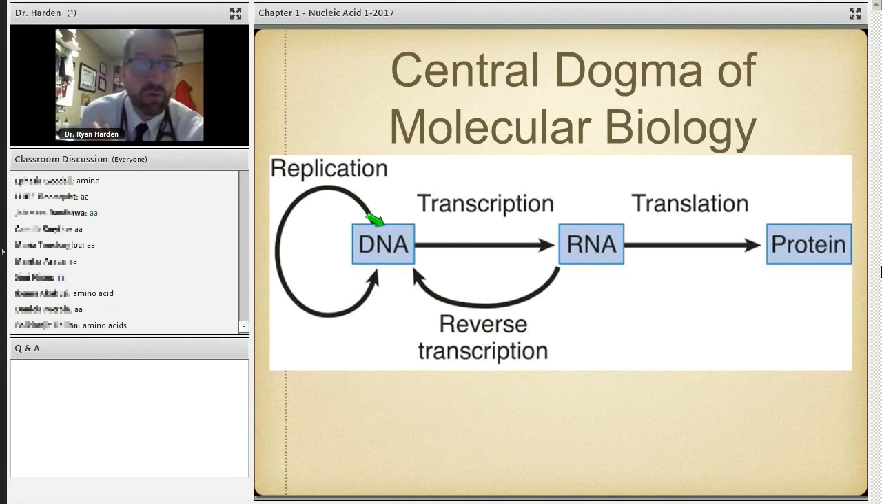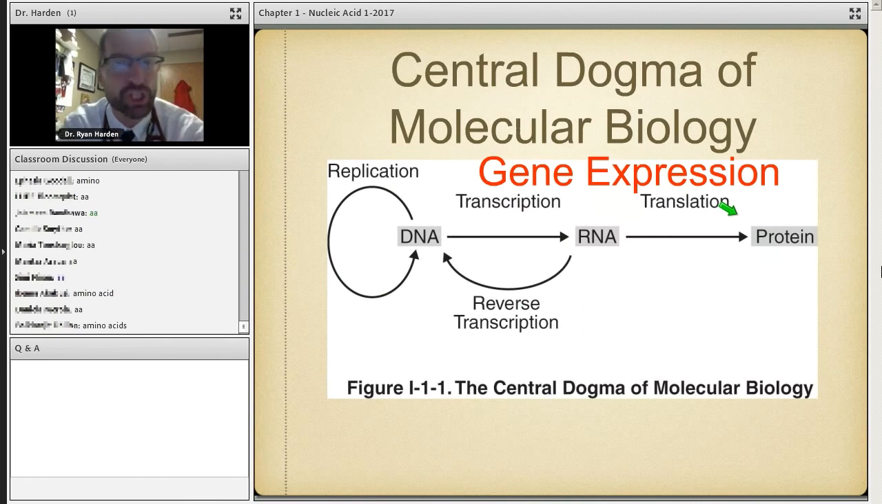Okay, but you need to know the words transcription and translation. So the central dogma of molecular biology is when you use DNA to code for RNA, and RNA ultimately codes for protein. That process collectively is referred to as gene expression. So gene expression is a term that refers to transcription and translation, or essentially using DNA to ultimately code for protein. You need to know what gene expression, the vocabulary word, refers to.